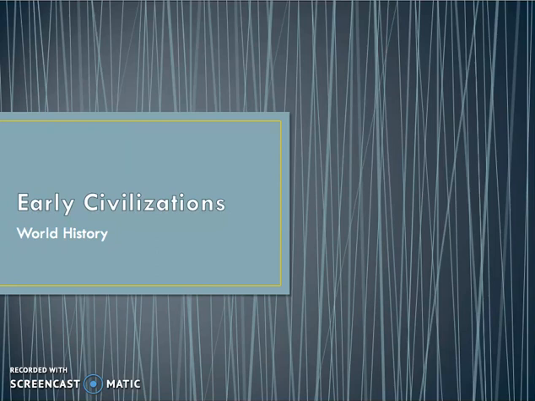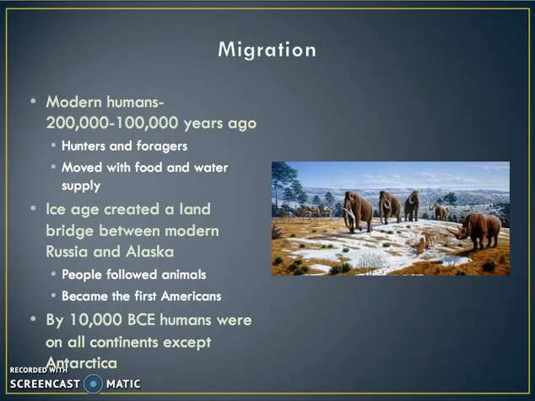We're going to start today with migration, and we are going to understand that with migration, we start to see humans emerge about 200,000 to 100,000 years ago. Not really sure on the exact time because before this time period, we really don't have a whole lot of written records, so this is when we start to see the first archaeological evidence of human beings, and we begin to see those in Africa.